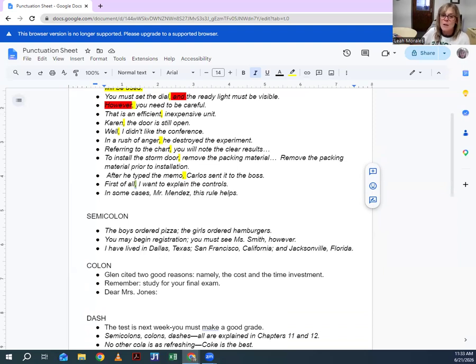Okay, and then also we need commas to enclose interrupting elements that break the flow of the sentence. These include nouns of direct address, like in this sentence. In some cases, comma, Mr. Mendez, comma. If it is an interrupting element, you put a comma before it and after it. This rule helps. Because you could take Mr. Mendez out of this sentence. It interrupts the sentence. You could just say, in some cases, this rule helps. But when you put Mr. Mendez in there, it is an interrupting element. Okay, so you put commas on both sides.